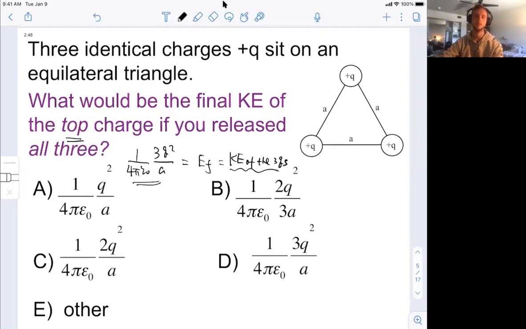So what do you think the kinetic energy of one Q would be if all of them were released? It would be that divided by 3. So just kQ squared over a. Because they're all identical, the 3kQ squared over a is equally distributed among the three of them. Each of them will have some kinetic energy, so you divide it by 3. One of them is going to have just kQ squared over a. Okay, so A is the correct answer here.